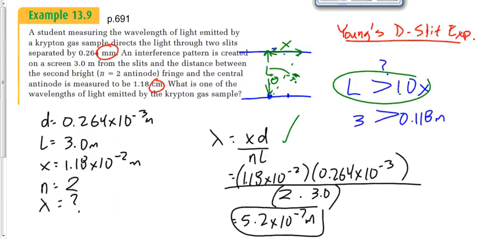All right, if you're not having any trouble with those questions, I want to take you back to the example for just a second, to draw your attention to one thing that we didn't talk about when we did the example. The question says, what is one of the wavelengths of light emitted by the krypton gas sample? If they're saying one of the wavelengths emitted, then the inference is that there's more than one. There's multiple wavelengths. We used one.